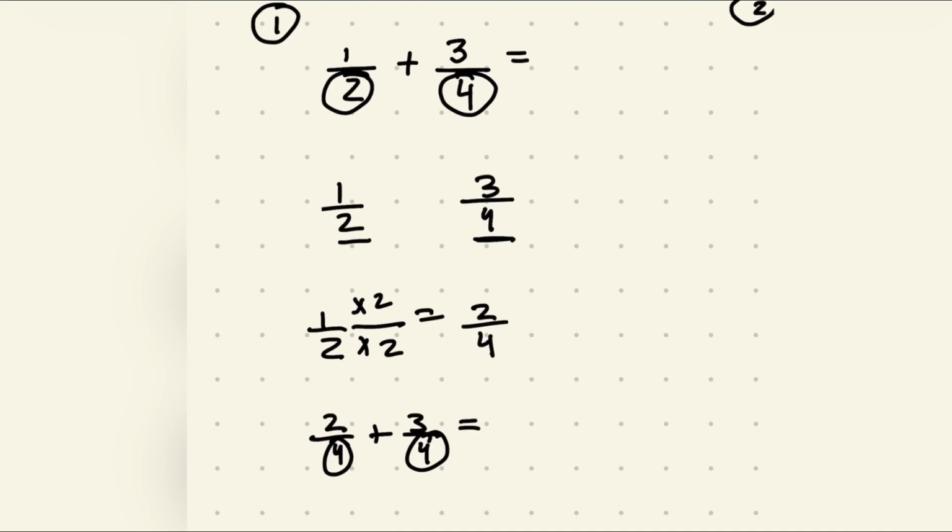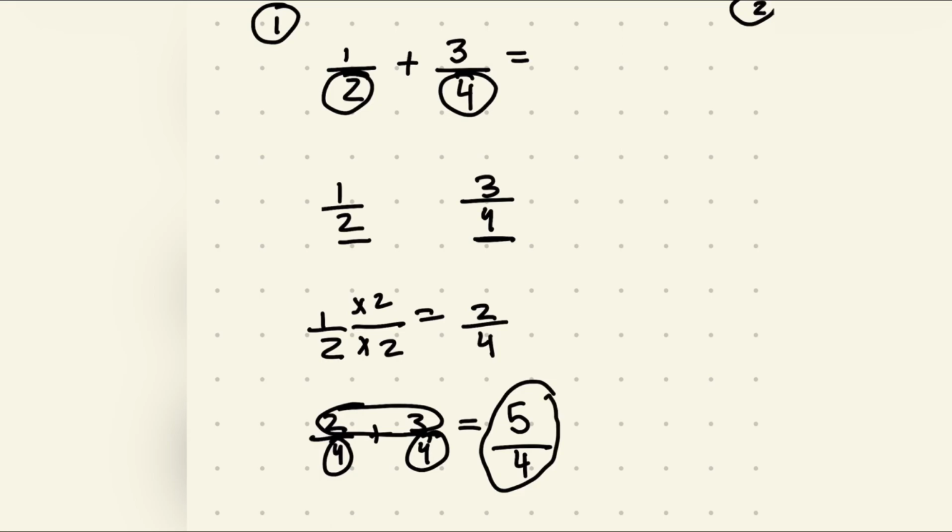And now all we do is we keep the denominators the same, which is another common misconception. People tend to add denominators. No, we keep them the same. We just add the numerators, the top portions, to get 5 over 4. That is our final answer, our sum.